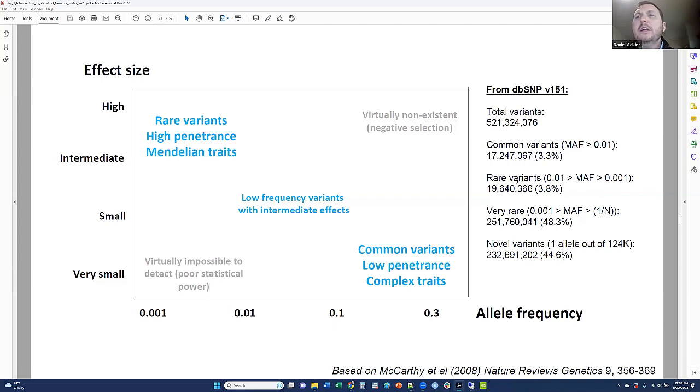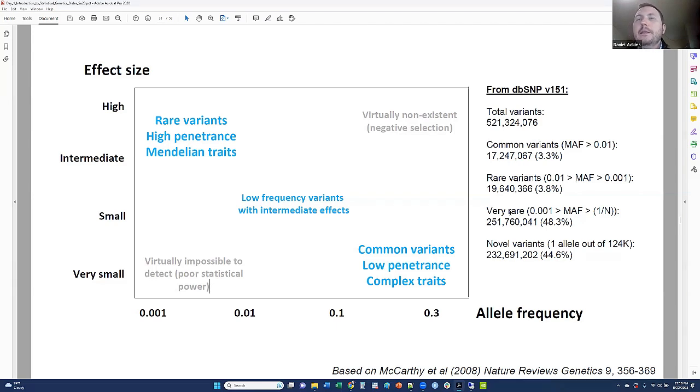And then over here, just a little bit of additional detail from dbSNP too. This is a database that catalogs all of the variants that we know of. To date, about 500 million variants have been identified. About 3.3% of those are common variants. About 3.8% of those are rare variants. Here we're defining rare variants as minor allele frequency between 1% and 0.1%.